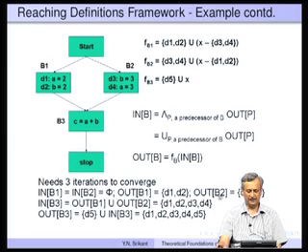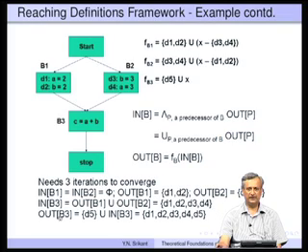Out B 2 is similar, in B 2 is phi. So, we apply x as phi here, and we get d 3, d 4. What about in B 3? We need to take the meet of these two, that is the union. So, out B 1 union out B 2, where these two are d 1, d 2 and this is d 3, d 4. So, we get d 1, d 2, d 3, d 4.